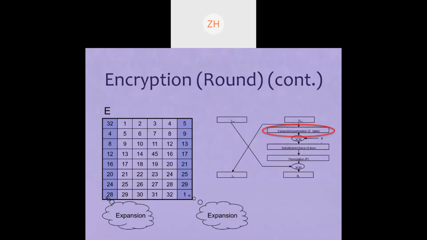So the outer one in this expansion table is the new bits being added. The inner matrix, as you can see, has bit 1, bit 2, bit 3, bit 4, arranged in a matrix. Bit 5, bit 6, bit 7, bit 8, 9, 10, 11, 12, until 32. Because the input to the expansion table is 32 bits, right?